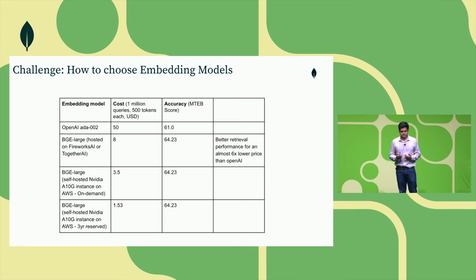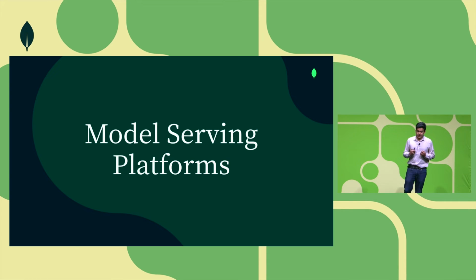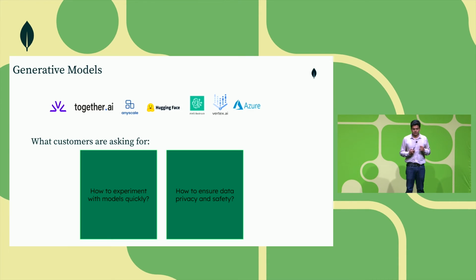So with that comes the question of model serving platforms. The big question there is Fireworks, Together, Anyscale, Hugging Face, a bunch of these hyperscalers. The big questions are, how do I experiment with these models quickly? And how do I ensure data privacy and safety? Things that we talked about in building your RAG application, this is the layer where you will iterate.